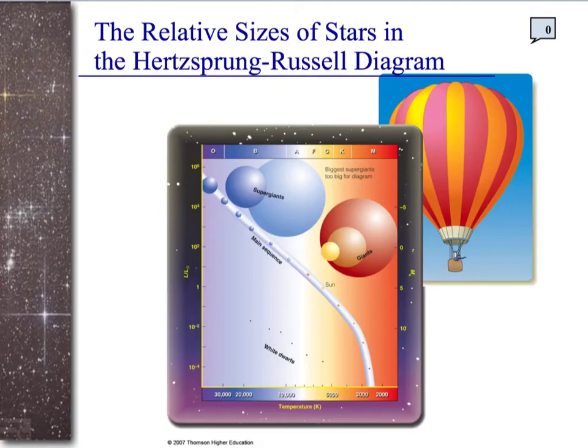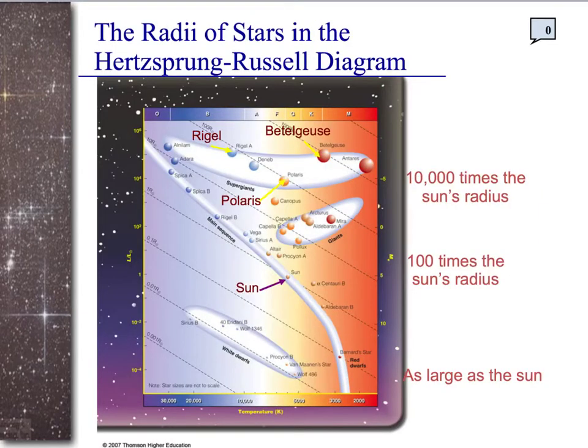So here again is the relative sizes. And here are some of our common stars. So we've got Betelgeuse, we got Rigel, we got Polaris, here's our sun. But notice we've also got these dashed lines. These dashed lines are radius. So somewhere right in here, anywhere along this line is going to be 100 times the sun. Here's as large as the sun, here's 10,000 times the sun.